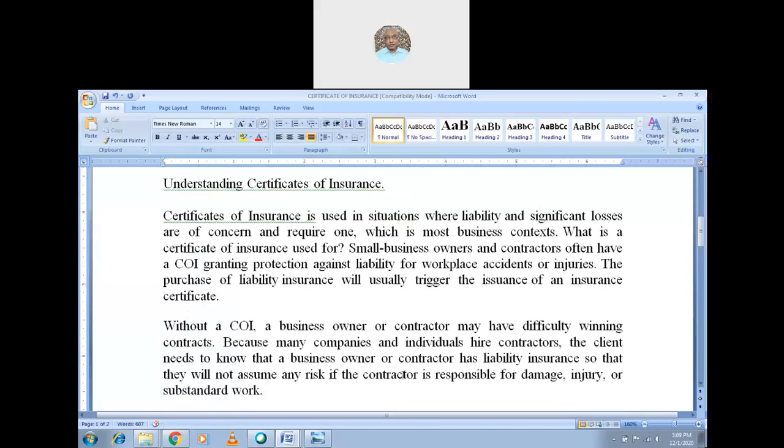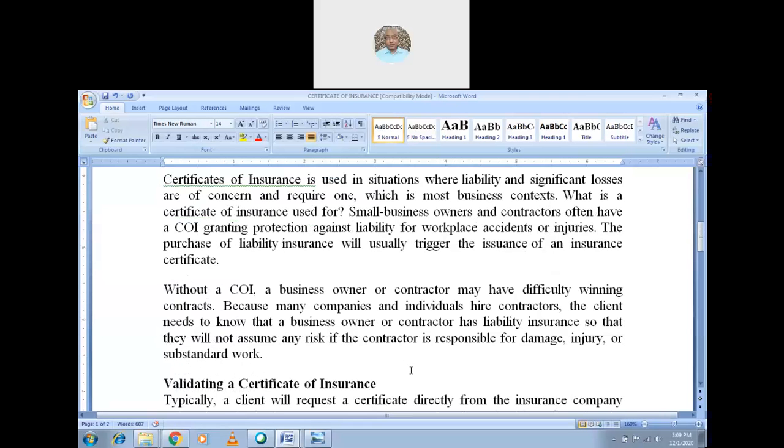Without a COI, that is a certificate of insurance, a business owner or a contractor may have difficulty winning contracts, because many companies and individuals hire contractors. The client needs to know that a business owner or a contractor has liability insurance, so that they will not assume any risk if the contractor is responsible for damages or injury or substandard work. Even for masons there is insurance. Even casual laborers will be given insurance.